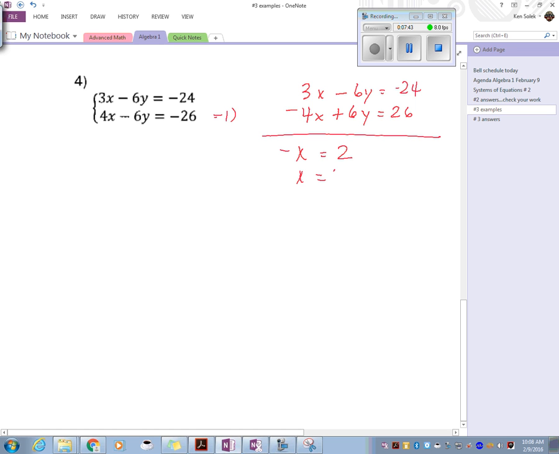So now I'm going to pick one of the equations, doesn't matter which one you pick, to find y. So I'm going to pick the first one this time. So 3 times 2 minus 6y equals -24. So 6 minus 6y equals -24. -6y, subtract 6 from both sides, you get -30, don't you? So y has to be 5. So the solution is 2, 5.